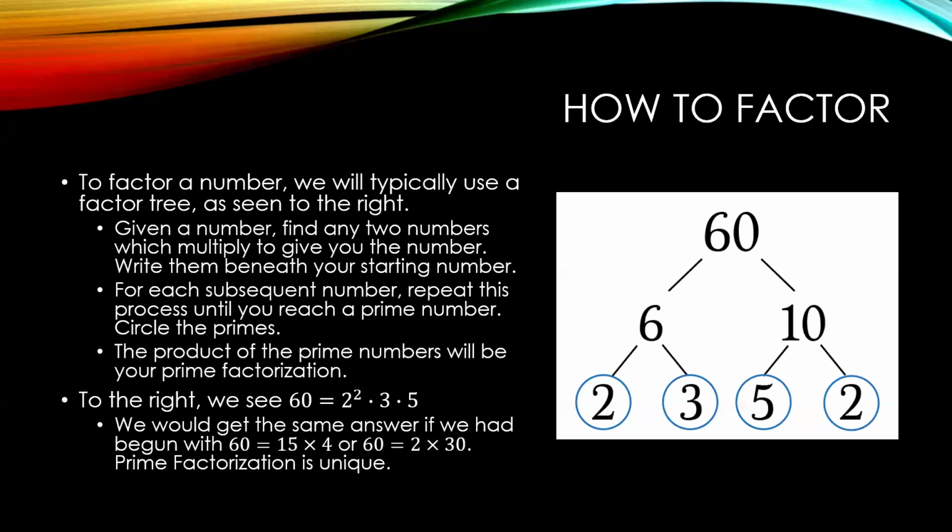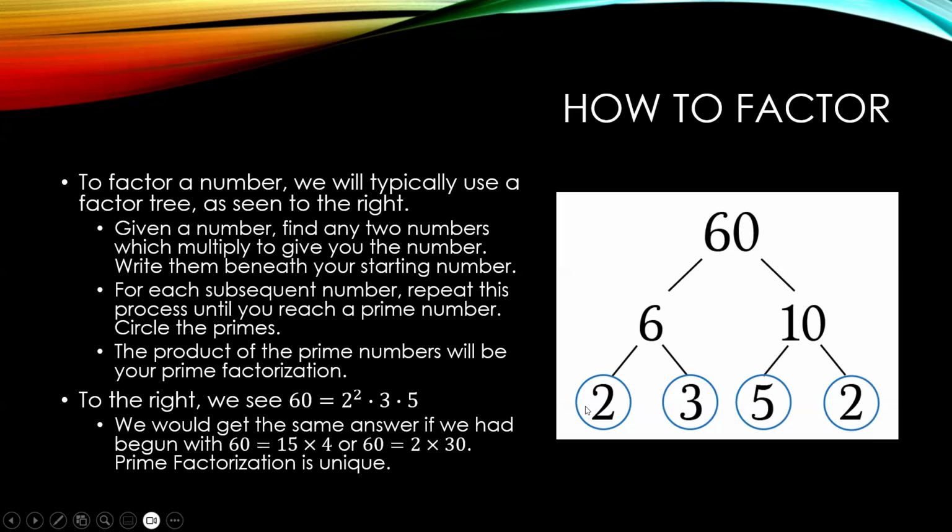Now comes the question, how do we actually find this prime factorization? How do we factor? To factor a number, we will typically use what's called a factor tree, as seen to the right. Given a number, in this case 60, we just want to find two numbers that multiply to give you that 60. It does not matter what those two numbers are, as long as they're integers and neither one of them is 1. In this case, I said 6 times 10 is 60. Well, each of those can also be broken down. 6 is 2 times 3, and 10 is 5 times 2.